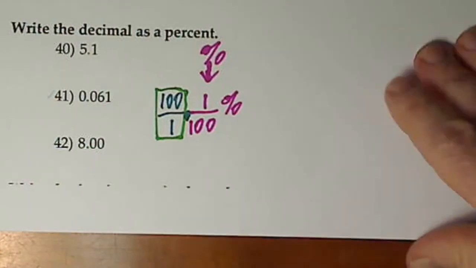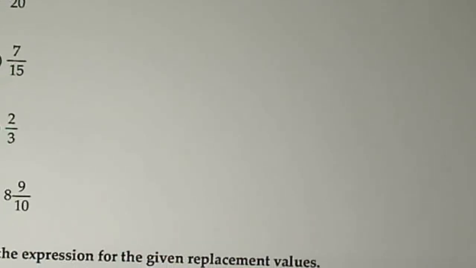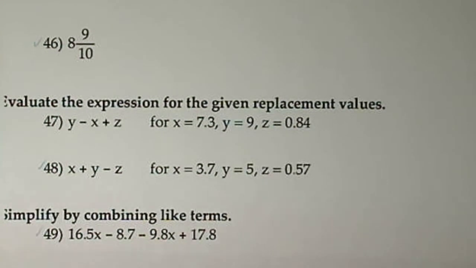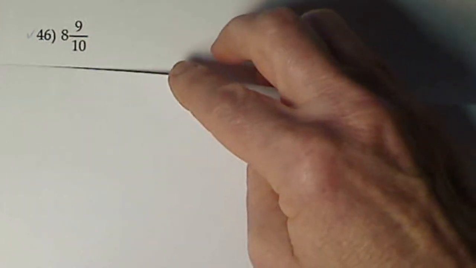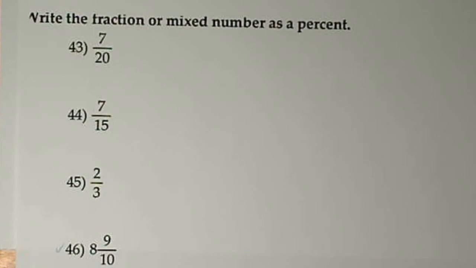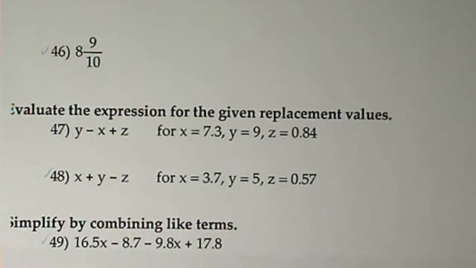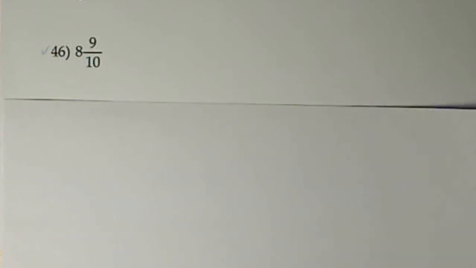And then let's see, our last one comes in number 46. All right, come here, 46. Let me slide this down for a moment. We're to write the fraction or mixed number as a percent. Okay, so again, I'm trying to put in a percent sign. That percent sign has a very specific meaning, so I can't just walk up and put it there. I have to do so in a balanced way.